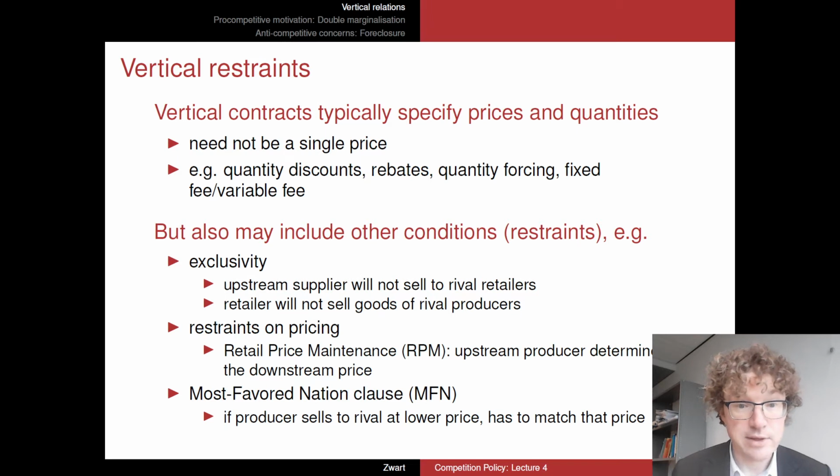Another form of exclusivity might be on the part of the retailer who promises not to sell goods of rival producers. So some shops might exclusively sell the goods of one producer and will not also sell goods of other producers. So for instance, a bar or a cafe might sell exclusively the beers of one particular producer and will not stock the brands from some rival beer brewer. So that's exclusivity. Then there might also be restraints on downstream pricing.